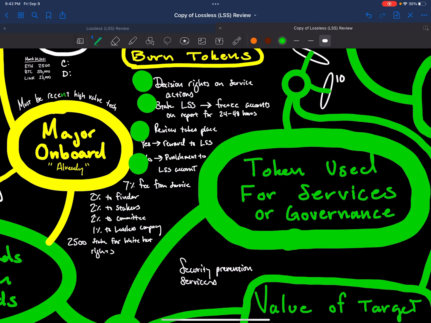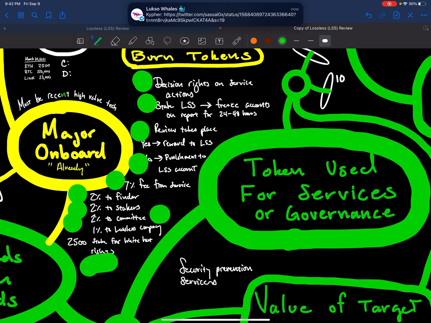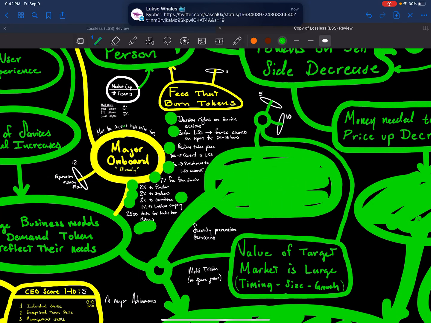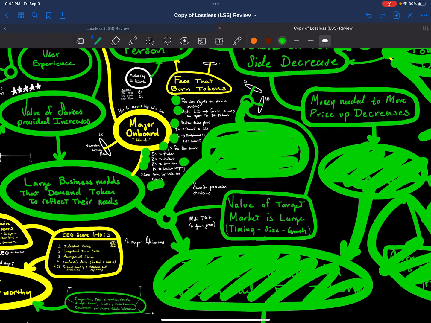How did the fee breakdown go? 7% for this fee of reporting. Whatever amount they save, it only costs 7. They get 7%, which is pretty good. It's better they get 7% for protecting against a full 100% hack. 2% goes to the finder, 2% to stakers, 2% to the committee, 1% to the Lossless company. And you need 2,500 LSS to have the rights to start being able to report. So the token is an integral part. It is definitely part of the design of this project.